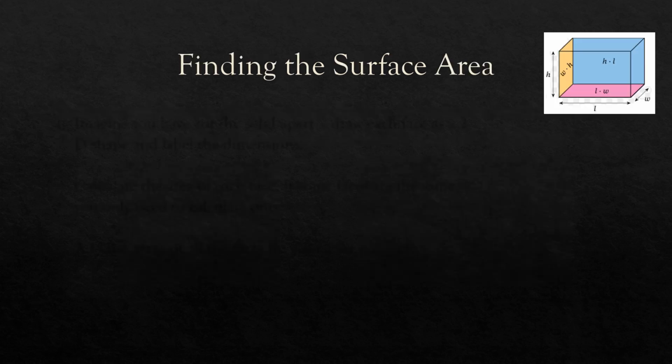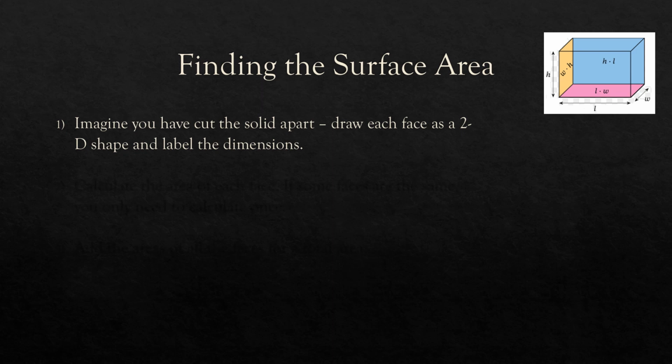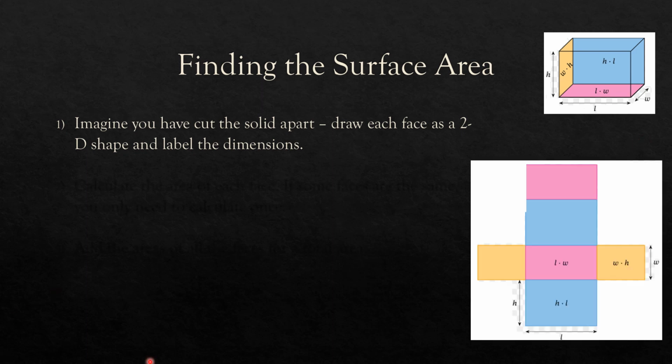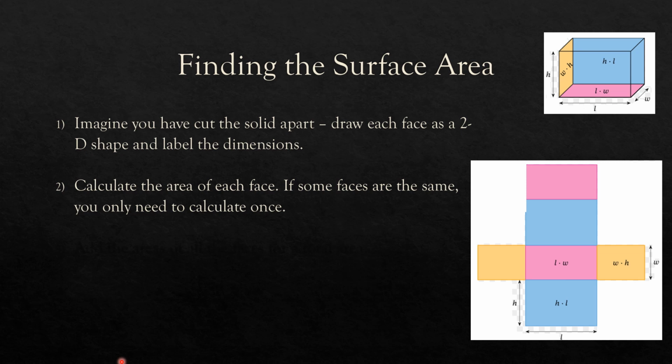So how do we find the surface area? Imagine you've cut the solid apart. So on this rectangular prism, we were going to cut all the sides. If it was a box, you want to cut every side of the box apart. Then you're going to label the dimensions, the height, the length, the width. Calculate the area of each face. Each of these faces are the 6 sides of the rectangular prism.